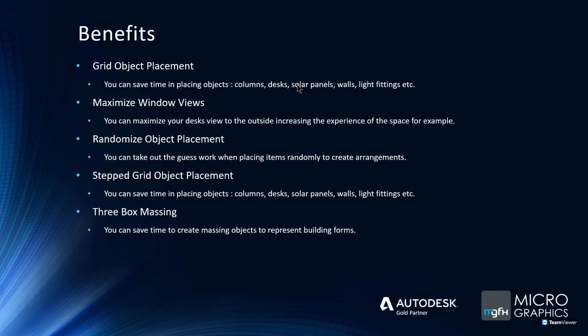Now you can obviously optimize these placements, maybe columns, desks, solar panels, walls, even light fittings on a ceiling, that sort of thing, to stagger them or just to place them normally. All right, so at this point, it's just placing, which is the benefit, to obviously save time. Something like the randomization, you can randomize and place lots of trees or lots of things very quickly, and you don't have to physically go and place those items. All right, and it all just saves time.